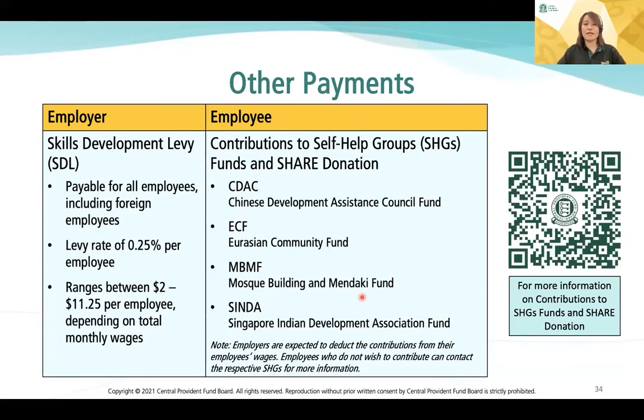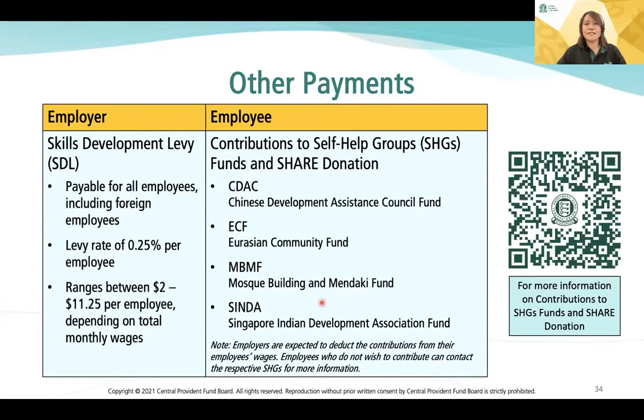If they do not want to contribute to the self-help groups, your employees are supposed to go to the self-help group and go through the opt-out process directly with the self-help group. They will probably need to submit a form and let the self-help group know that they are opting out of contribution. Once they obtain the letter saying that they are not going to contribute to the self-help group, they should let you know, so that when you are making the CPF contribution, you won't deduct it from their pay as well.